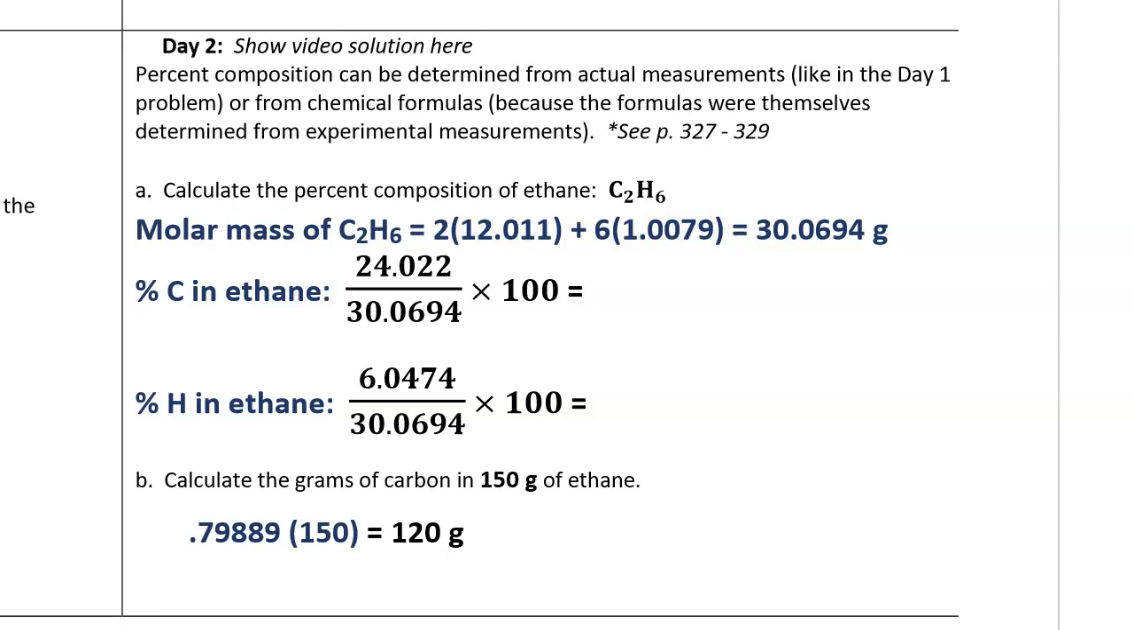Here is the answer for the Day 2 Bellwork. Percent composition can be determined from actual measurements, like we did in the Day 1 problem, or from chemical formulas, because the formulas themselves were determined from experimental measurements. Question A, calculate the percent composition of ethane.